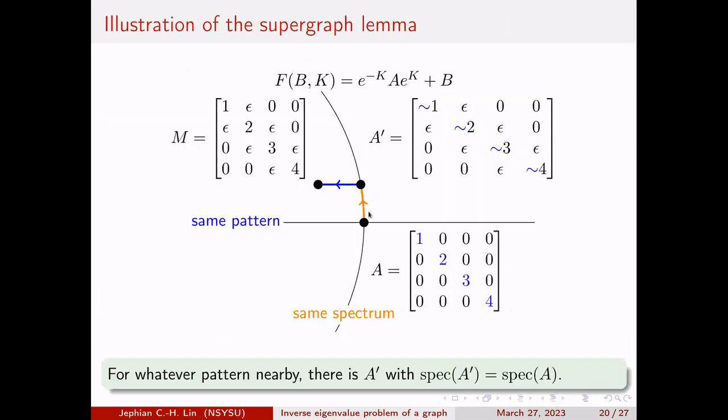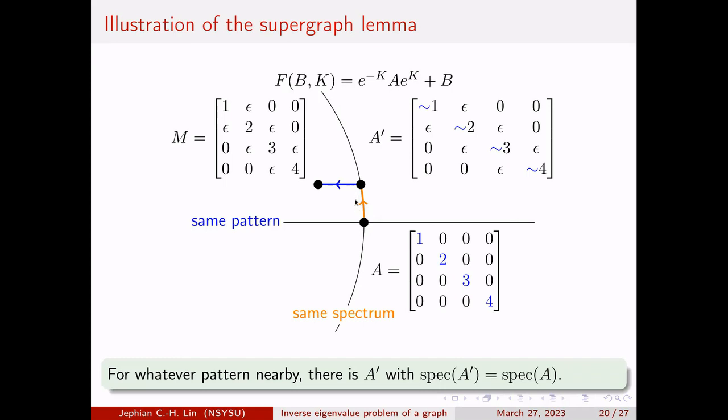Okay, so now I want to run the same story starting with the matrix A. It is the matrix that I have, but it has the correct spectrum, but not the correct pattern. So what I'm doing is that I want to move the blue entries a little bit so that it preserves the same pattern. And on the other hand, I want to rotate the matrix by similarity. So I can do the similarity perturbation of matrix A without changing its spectrum.